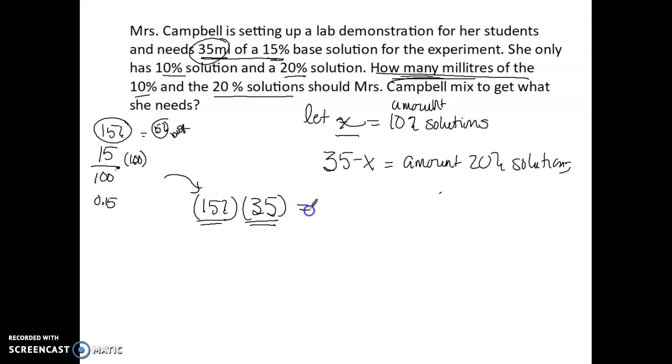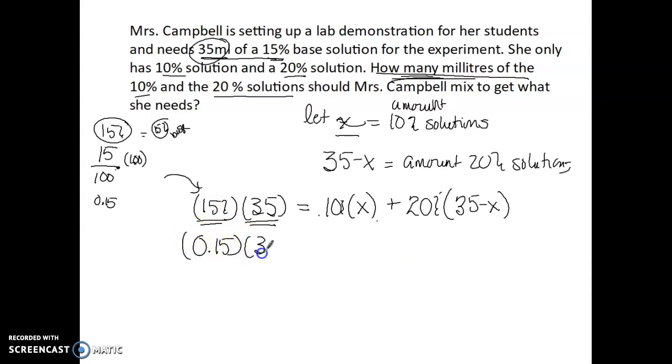So now I can set that up into the other side, because this is the total amount of base that I want right here. So now I'm going to go, wait a minute, 10% of this x amount solution, plus the 20% solution times the amount, but that amount was 35 minus x. I wrote that down. Now I have an equation to solve. Just remember that percentage is 0.15. That's what I'm going to multiply by 35.